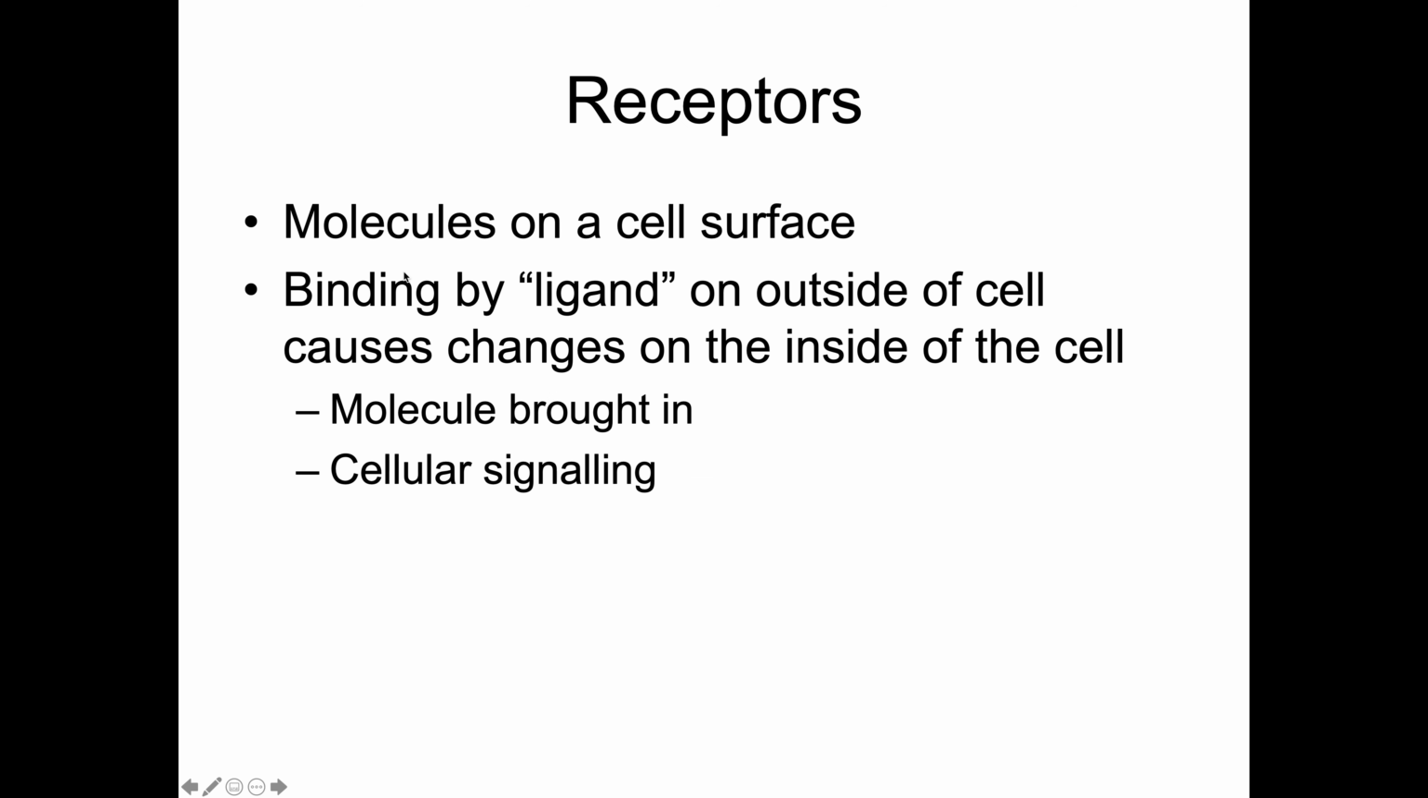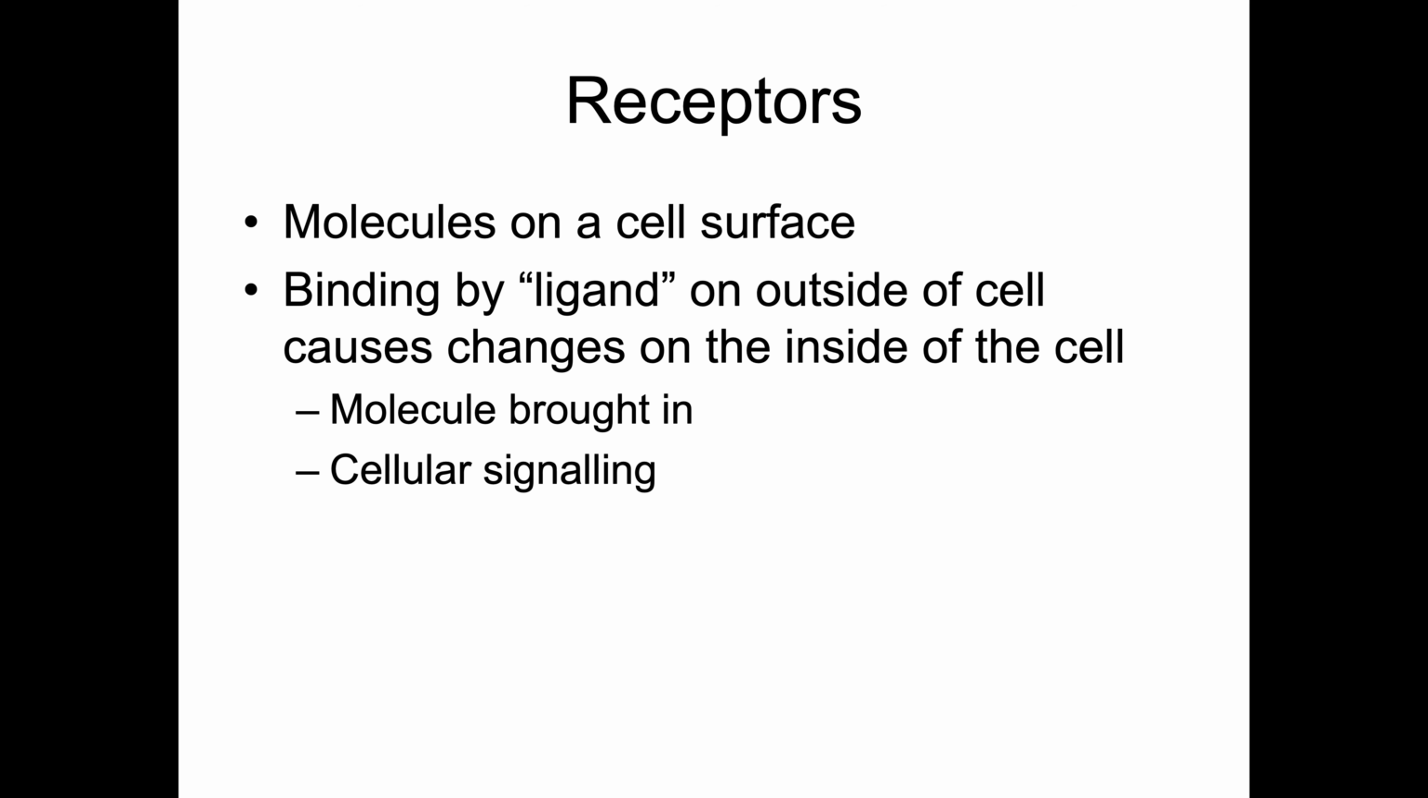All right, receptors are molecules typically on a cell surface. They can also be within a cell. And they bind to another molecule, just like the enzyme binds a substrate. The thing that binds to a receptor is called a ligand, but it's similar to a substrate, except it doesn't necessarily get reacted with, and it binds on the outside of a cell, causes changes on the inside of the cell. Analogous to, let's say you ring a doorbell.